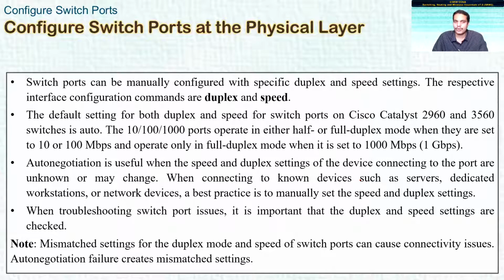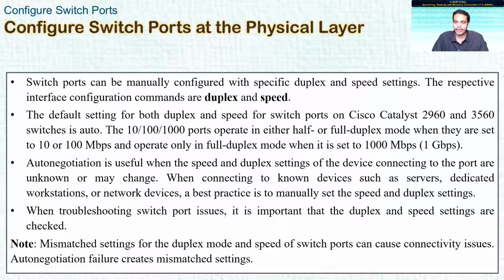There are three options for you: 10 Mbps, 100 Mbps, and 1000 Mbps ports. Usually the 10 or 100 Mbps ports can work in half duplex mode or full duplex mode, but the gigabit port, or the 1000 Mbps port, is set to operate only in full duplex mode. There is a feature called auto negotiation, which is useful when you don't know what speeds or duplex settings you need to set for these particular devices.